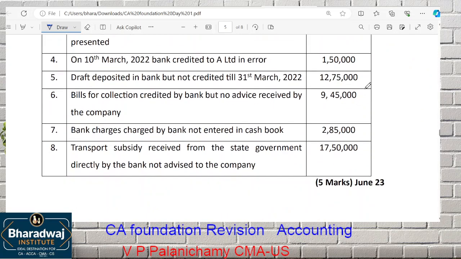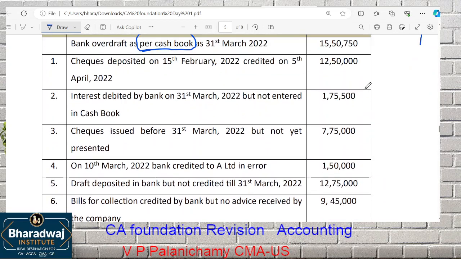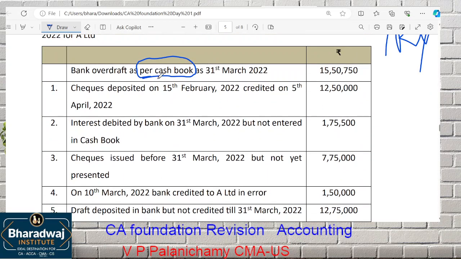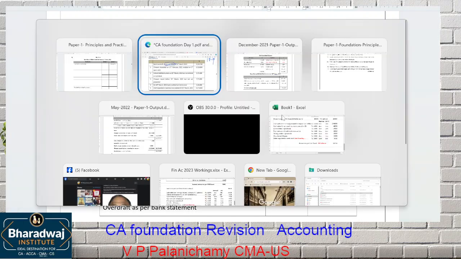Do they ask you to prepare an amended cash book? Just which one? BRS. That's it. You can just put plus and minus signs, or you can do a proper answer also, anything of your choice. What is given? OD as per cash book.